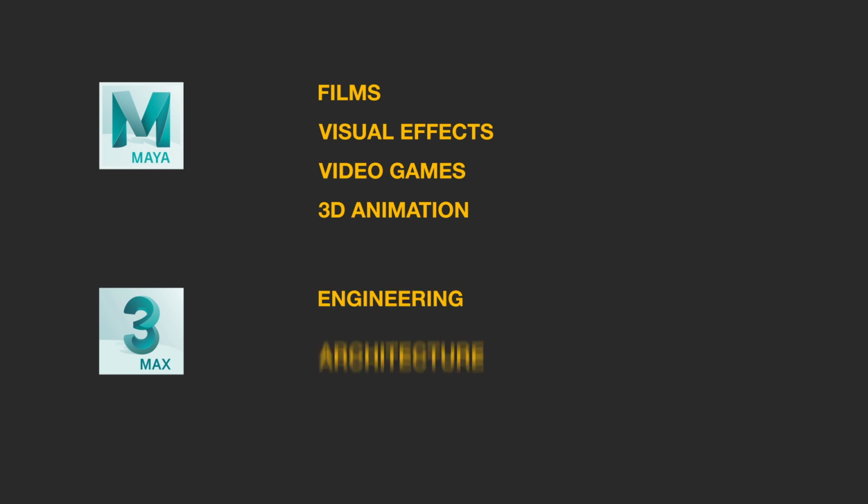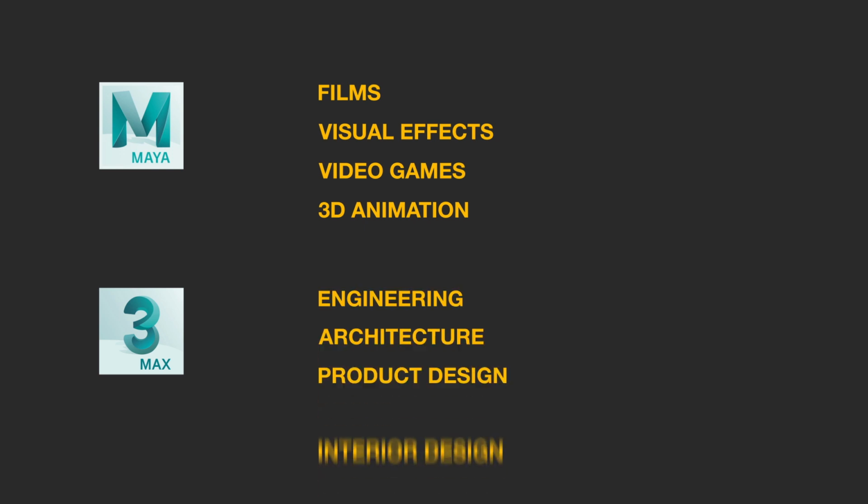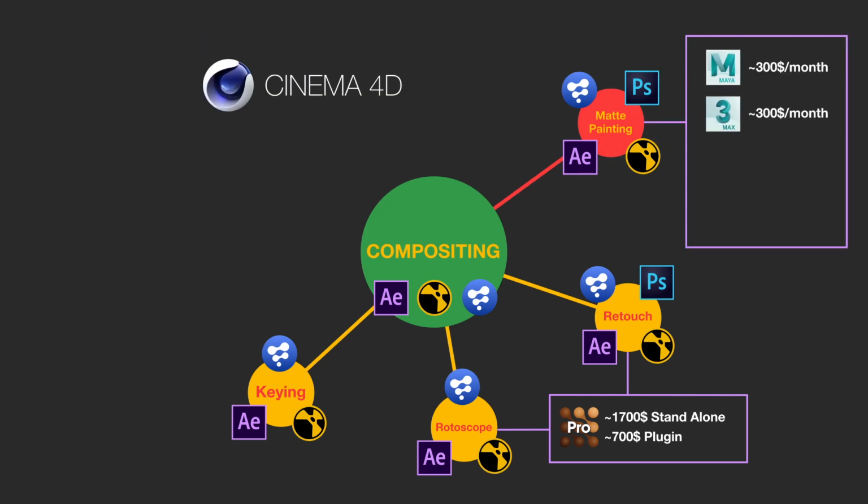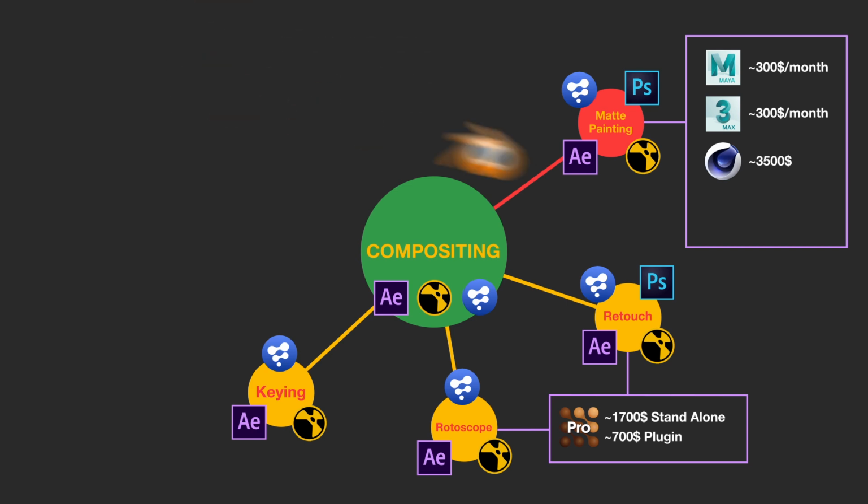The industry standard for films, visual effects, video games, and 3D animation is Maya. While 3ds Max is more used for engineering type of modeling, architecture, maybe product or interior design. You can get those for around $300 per month. There also is a software called Cinema 4D, which in my opinion is more user-friendly than Maya, as it is much easier to learn. It is $3,500. One more software worth mentioning is Blender. It is completely free to use and also allows you to achieve good results.